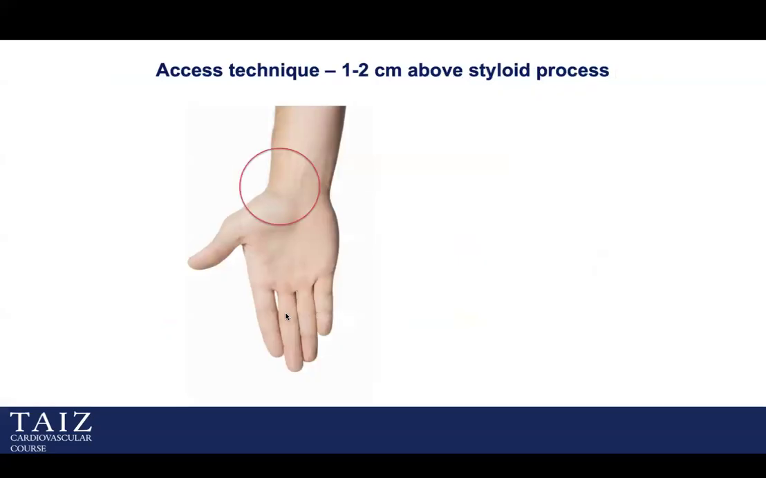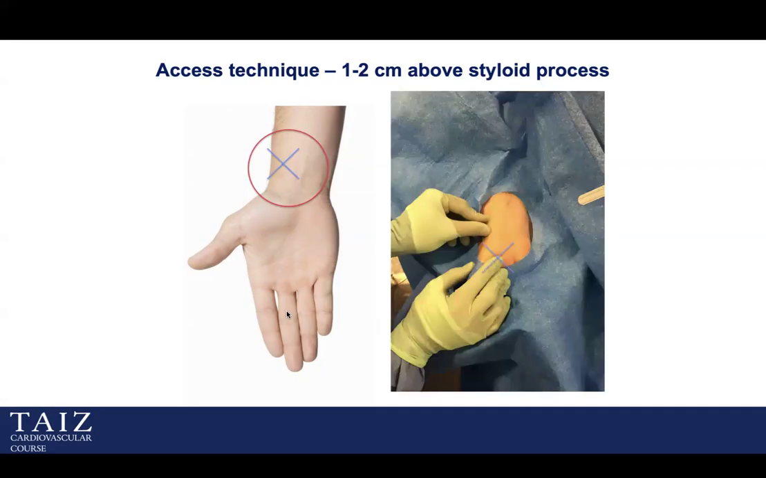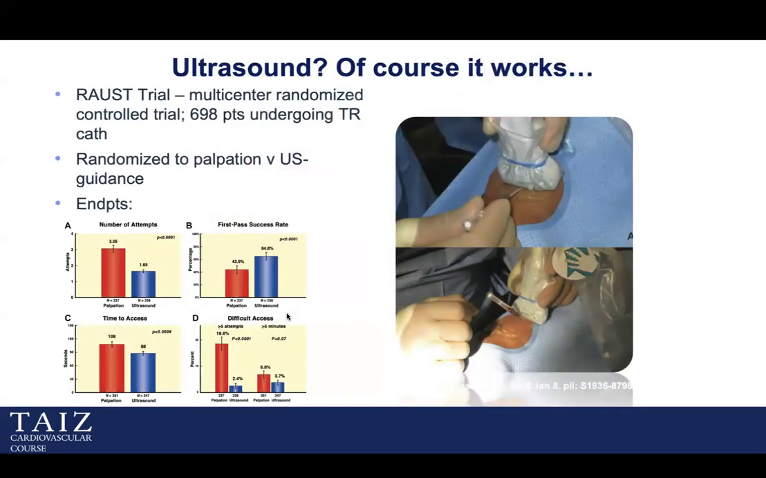So for radial, always stick about 1 centimeter above the styloid process. The styloid process is here, so go above a little bit, and then stick the radial. Use a micropuncture kit. We always use a micropuncture kit. Ultrasound for radial, I don't usually use it, but it's good to use it. It's good to learn it. It's good to be comfortable with it. It does not take more time. Ultrasound does not delay you more than a blind stick. As a matter of fact, this study showed that if you use ultrasound, you would have fewer attempts, and you will be more successful getting into the vessel quicker than blind. And there's no big difference in timing. So ultrasound is also helpful for radial access.